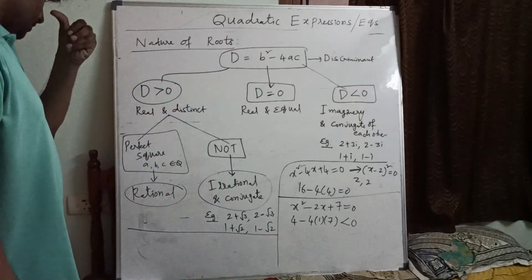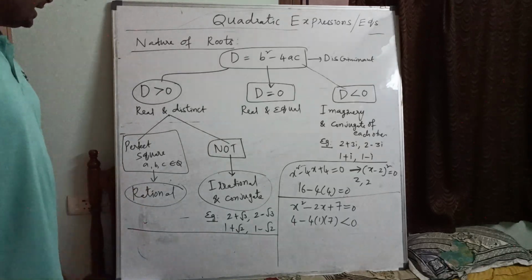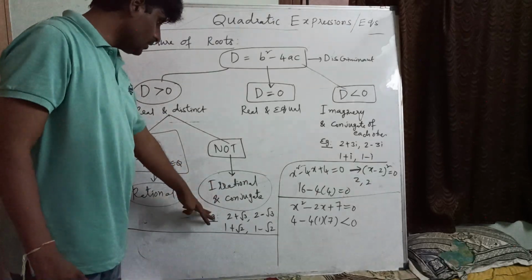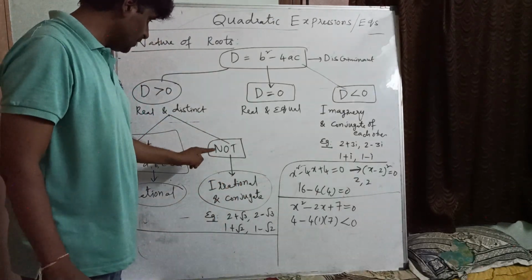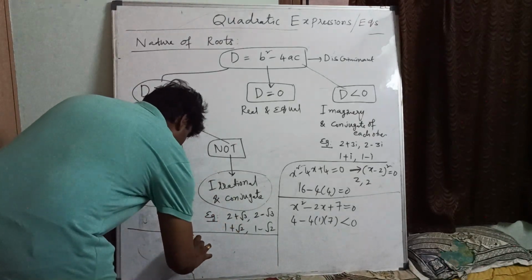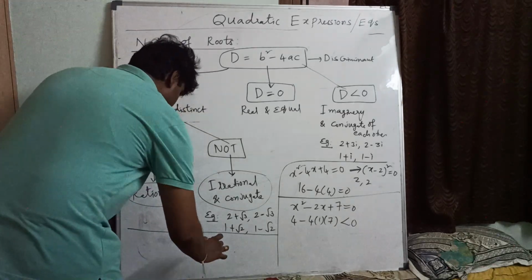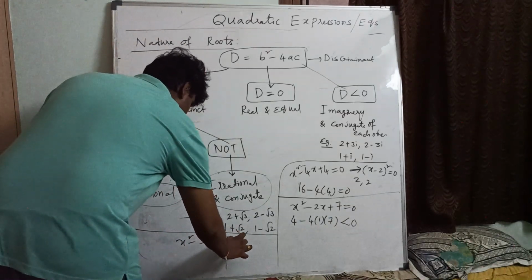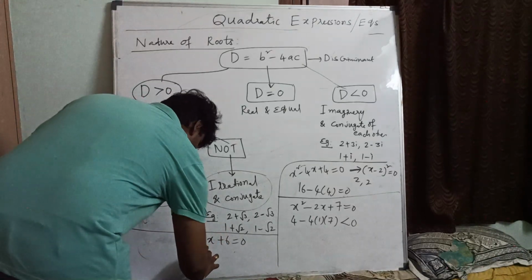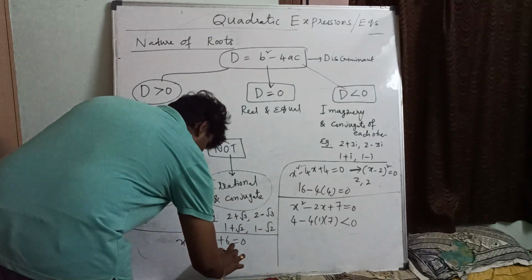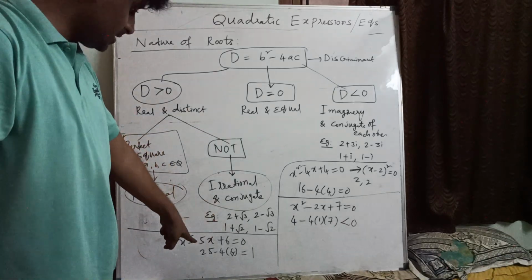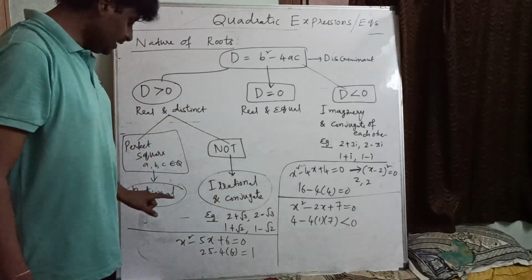So here, whenever it is a perfect square, roots are rational. And whenever it is not a perfect square, roots are irrational and conjugate. For example, x square minus 5x plus 6 equal to 0. So what will we get? b square minus 4ac greater than 0. So b square minus 4ac, what will we get? 1. Is 1 a perfect square? Yes. So then roots are rational and different.